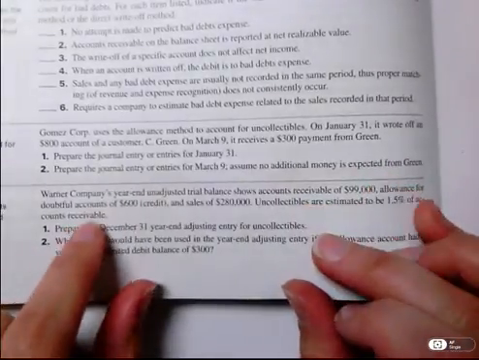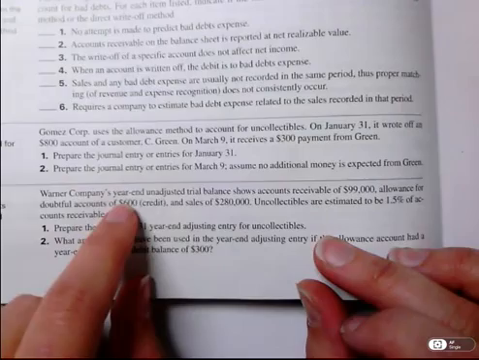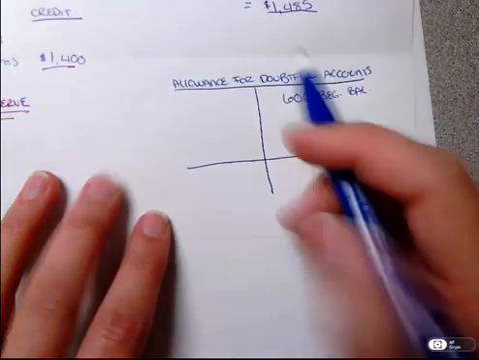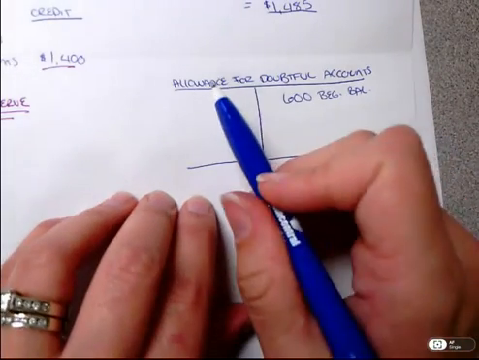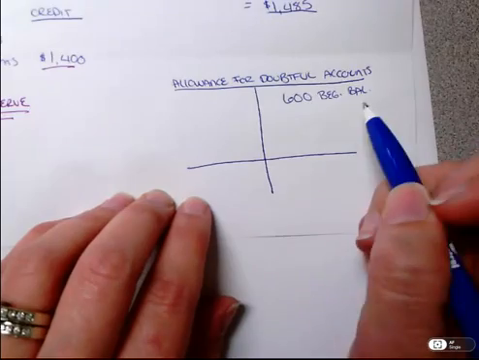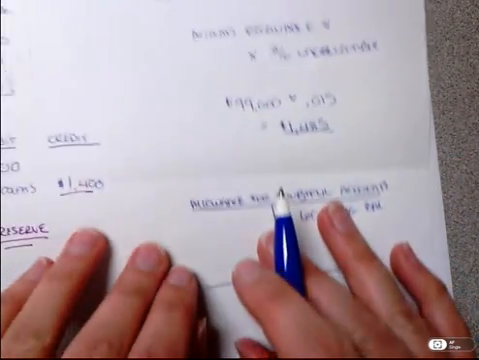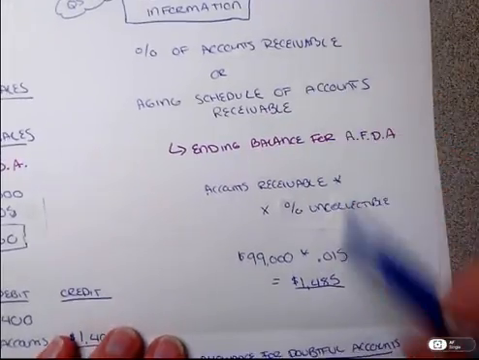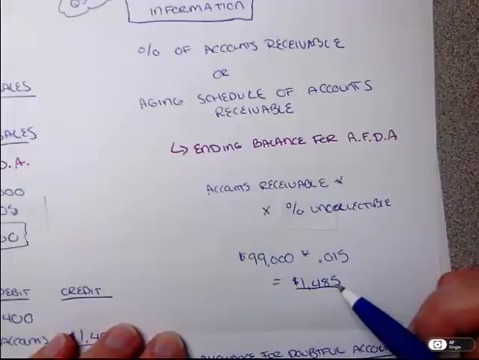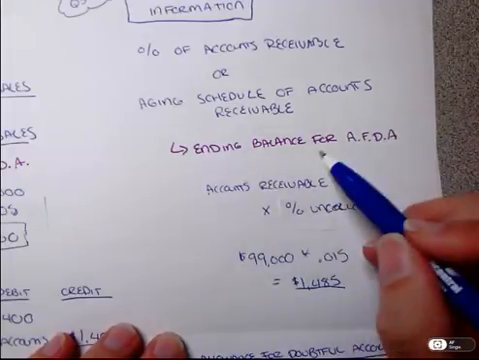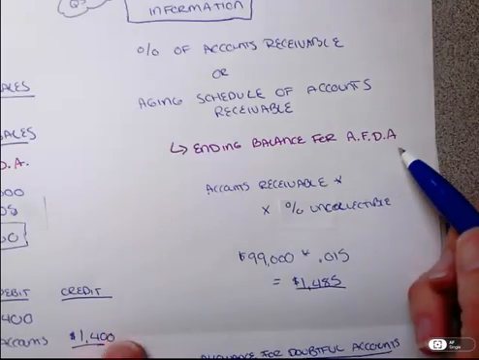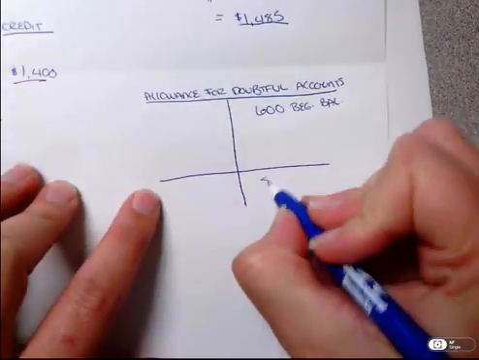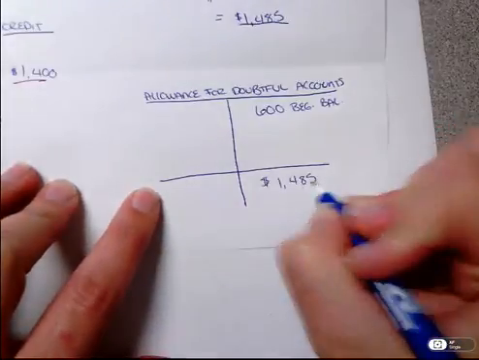The problem tells us that there's already a balance of $600 credit in that allowance for doubtful accounts. Okay, so here's a T account to help us with this problem. In the allowance for doubtful accounts, there's already a $600 beginning balance. But what we just calculated, using a percentage of accounts receivable, we calculated there needs to be $1,485 as our estimate to be the ending balance for this allowance for doubtful accounts account. So even though we started with 600, we want to end up with 1,485.